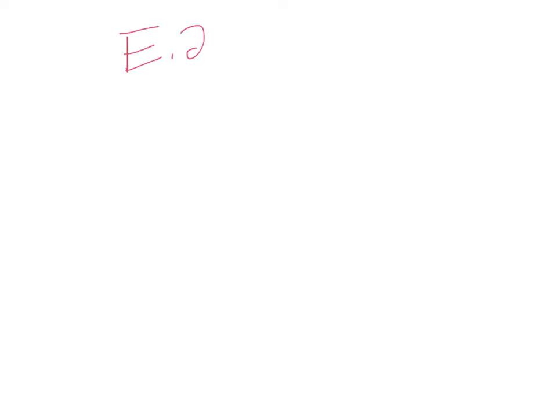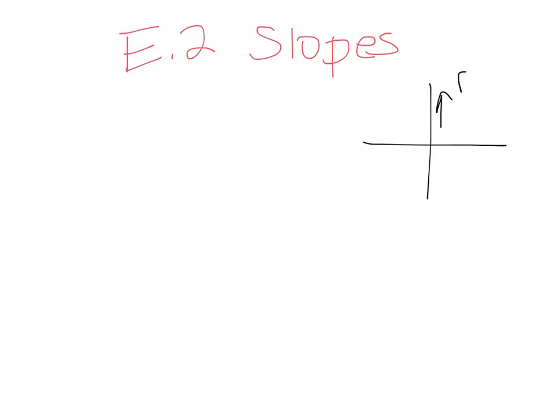Okay, the next is E2. E2 is about slopes. And remember the rhyme? We went through this last year. Slope is easy and fun. If you remember, rise over run. The rise is the y's and the run is the x's. So we're going to put y's over x's.